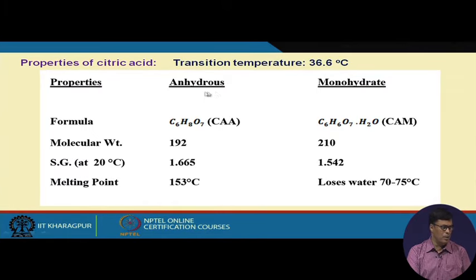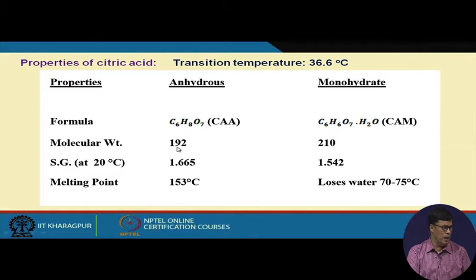It is available in two different forms. One is called anhydrous citric acid, another is citric acid monohydrate. In citric acid monohydrate, this formula is a little bit wrong, please correct it. This should be H8, because this is C6H8O7, this also should be H8. So this is citric acid monohydrate. This molecular weight is 100.